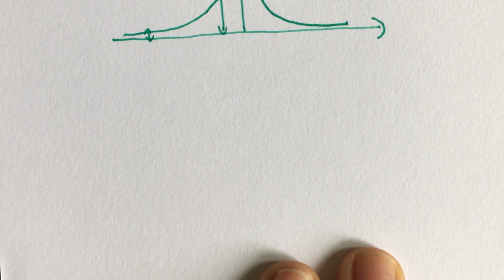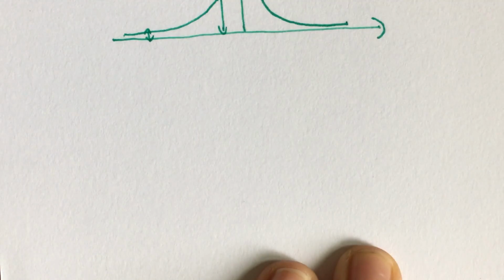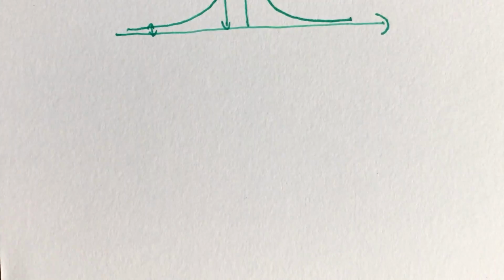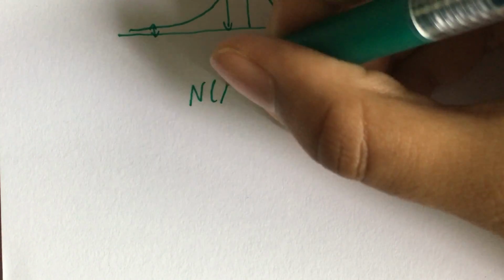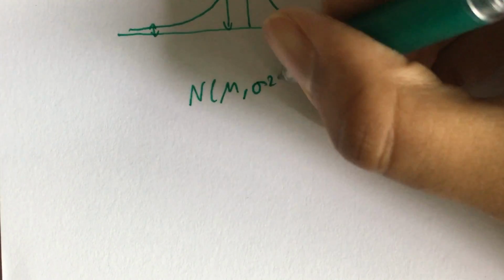So yeah, you can then use the normal distribution probability model, and you would be writing it as capital N bracket mu and the thing that they use to represent variance. Yeah, that thing.